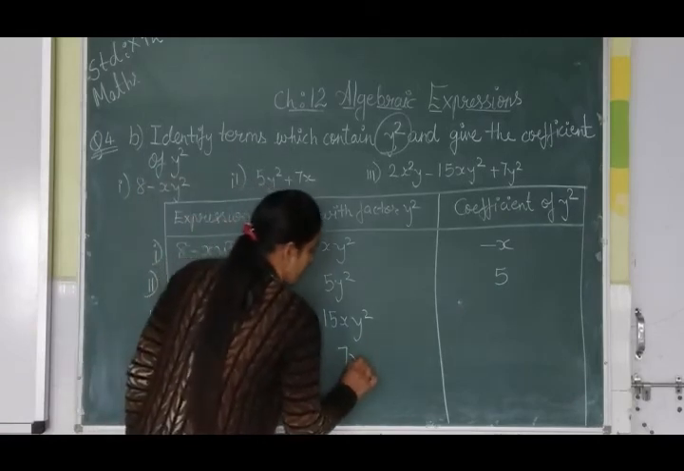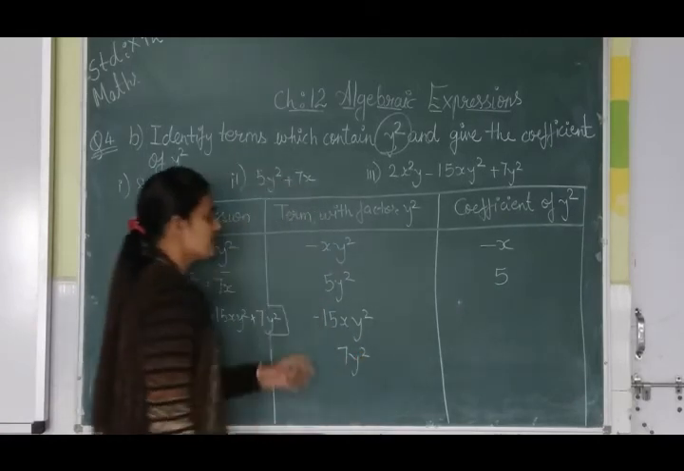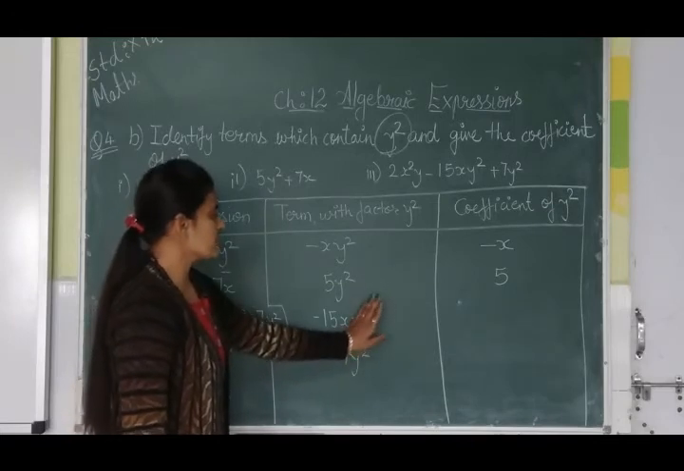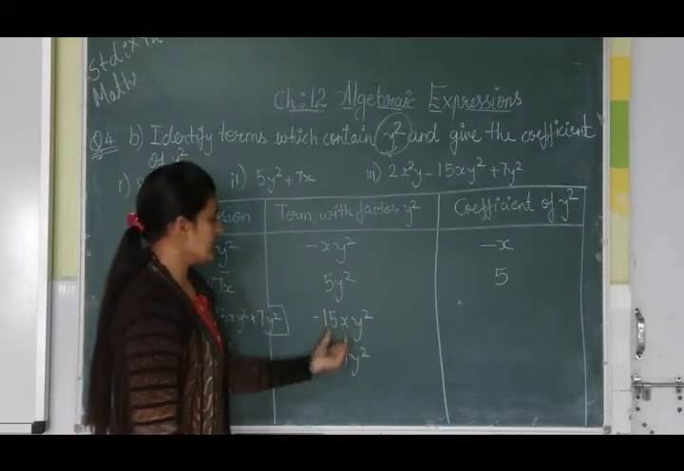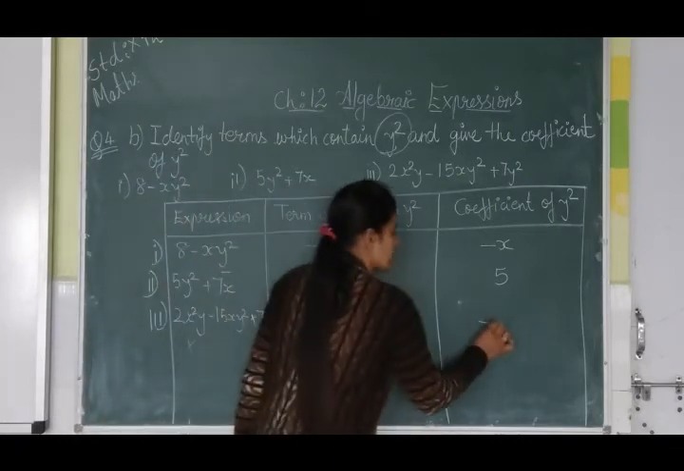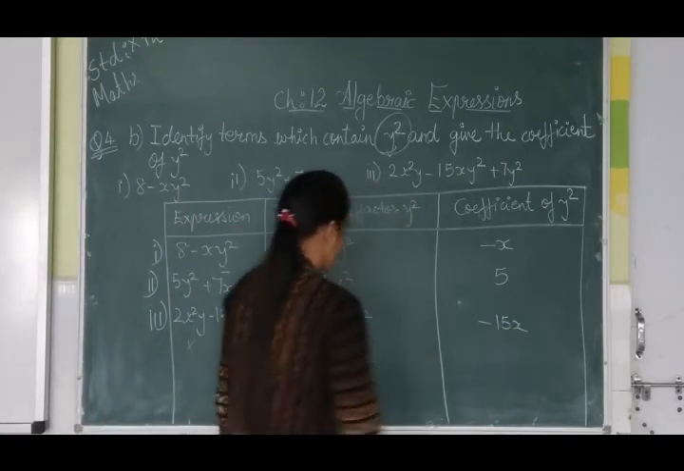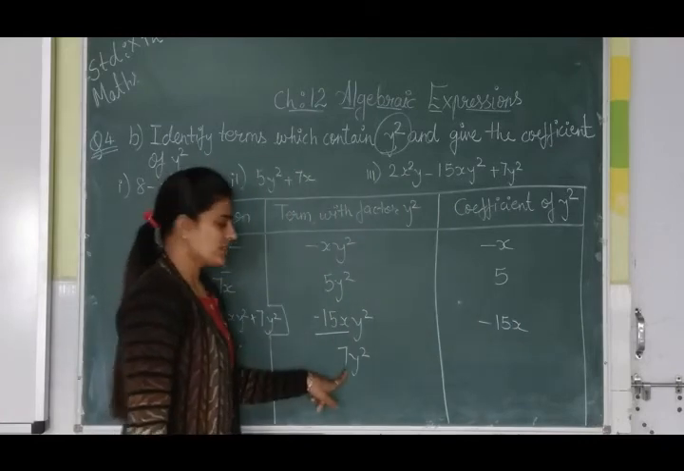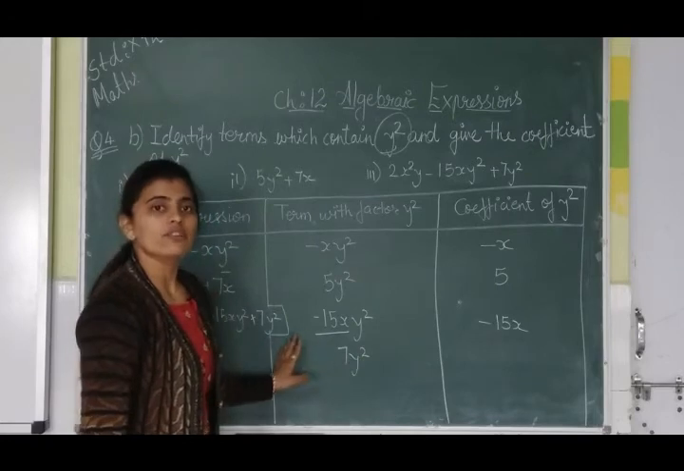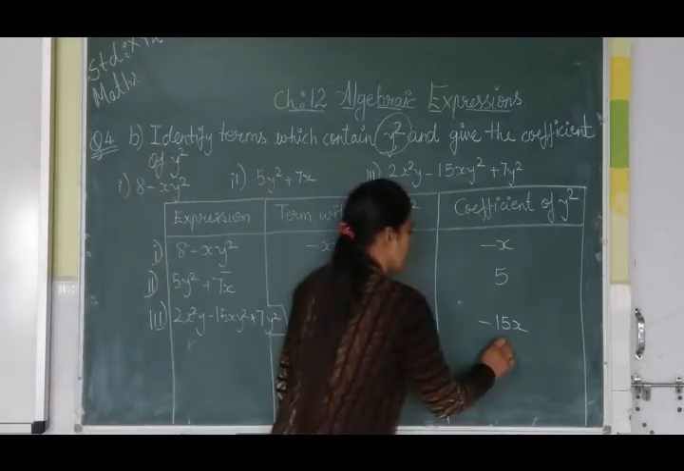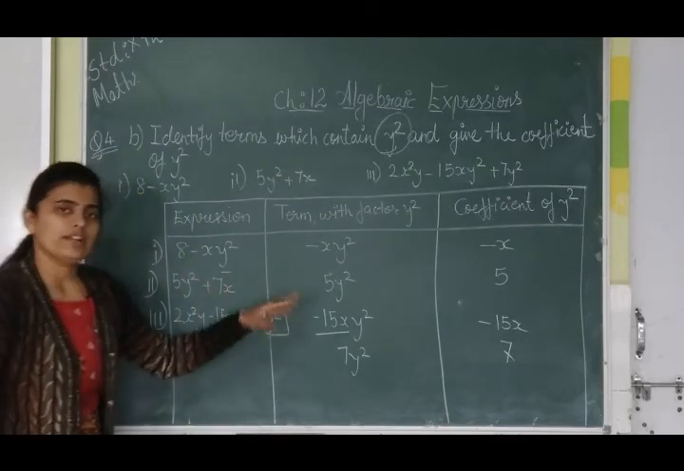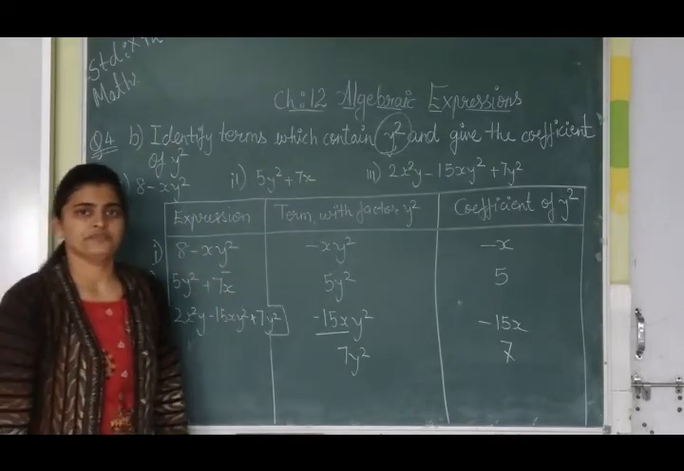Now let us find the coefficient of y square of each term. Here y square we will not write, so the remaining portion we will write down: minus 15 x. In 7y square, the remaining part is only 7. So this way you have to draw a table and write down the answers.